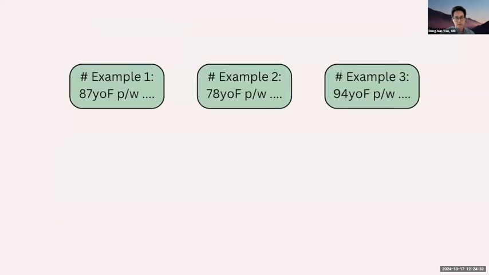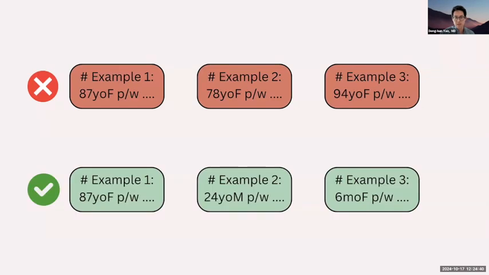And so in this 3-shot example, unless your data set consists exclusively of old female patients, what you really want is probably something more even and uniform and normal, like this.